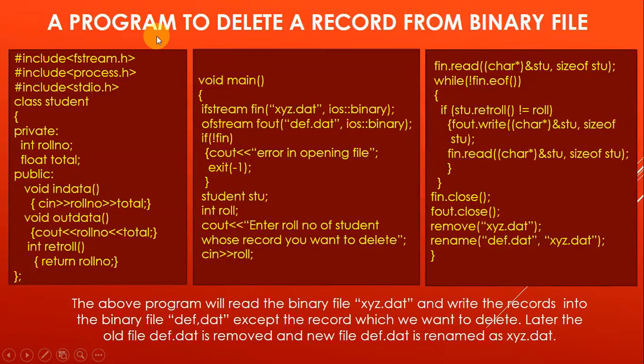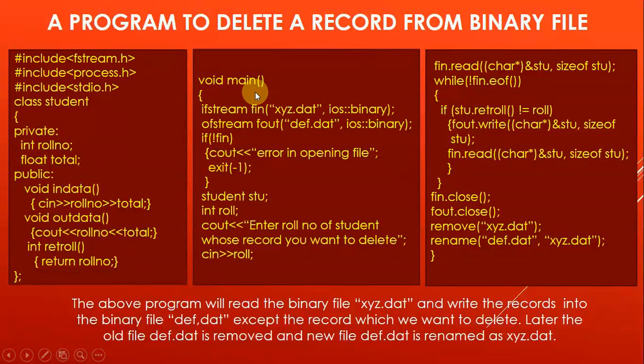Now let us learn how to delete a record from a binary file. To delete a record, again I will use a class student here, in which there are two data members, roll number and total. There is a member function indata to input the data members, and a member function outdata to display the values of the data members. Again I am using a function retroll, which returns the roll number, because these are private members of the class which cannot be accessed outside the class. So I am using main.